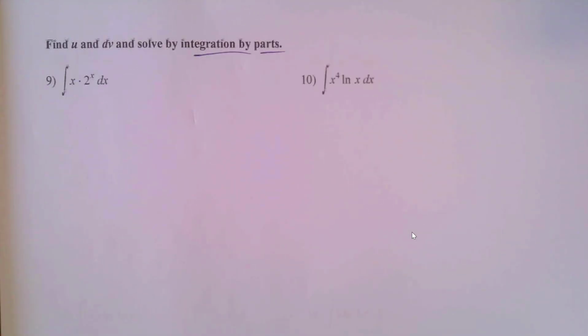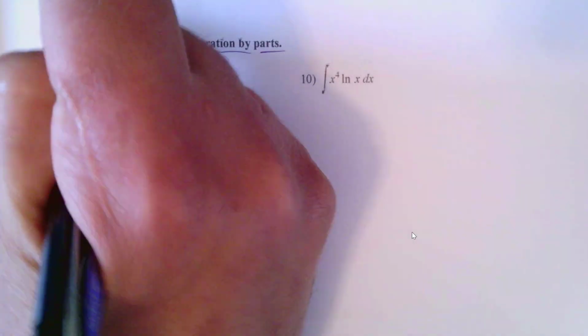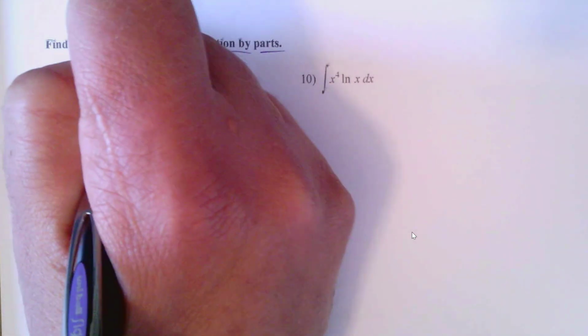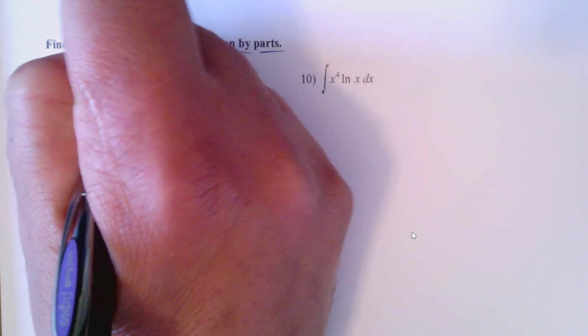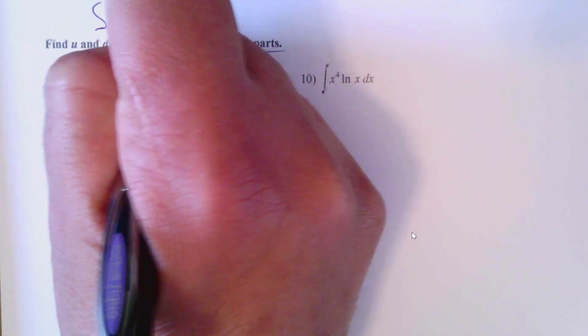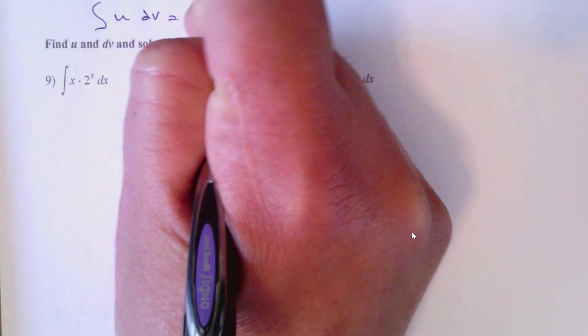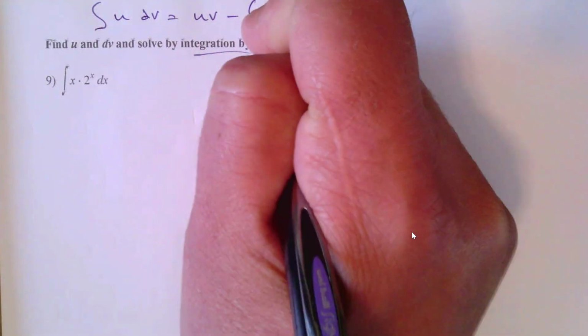Okay, starting with number 9. Now I don't tell you explicitly what u and dv are. You're going to have to find them. So we're going to do this by integration by parts. Keep in mind the main idea for integration by parts is to break up an integral into something that's easy to differentiate and something that's easy to integrate. And we're using this property that the integral of u dv is going to be uv minus the integral of v du.